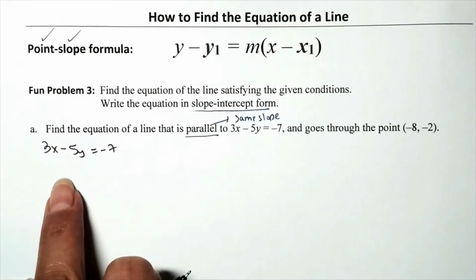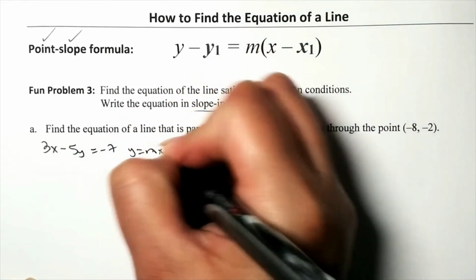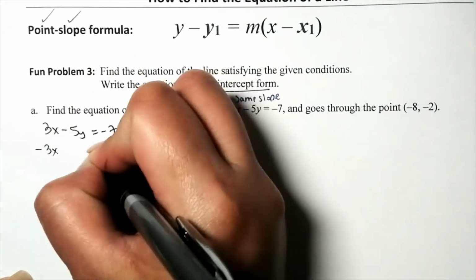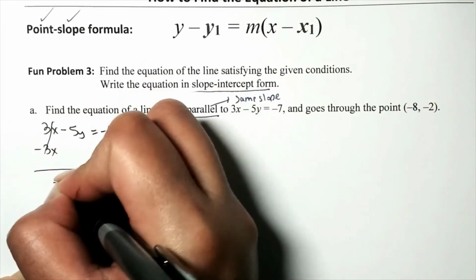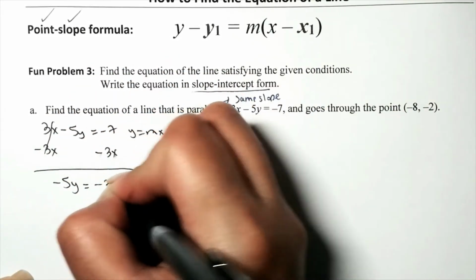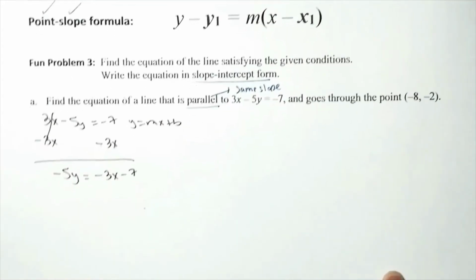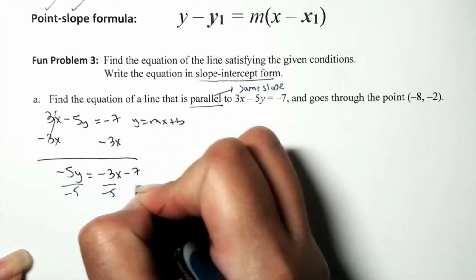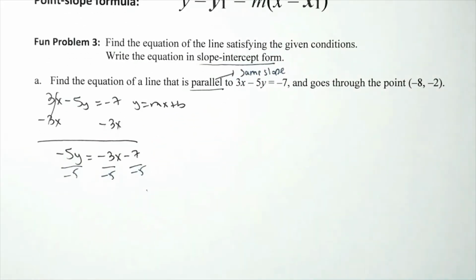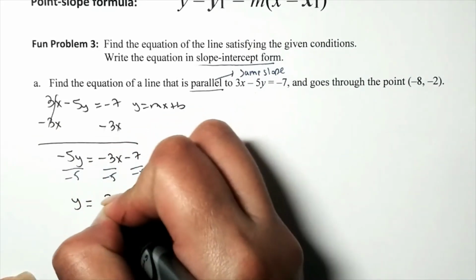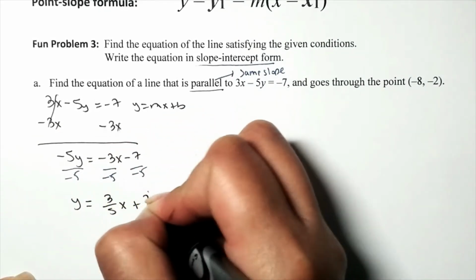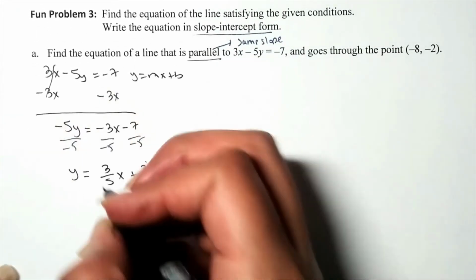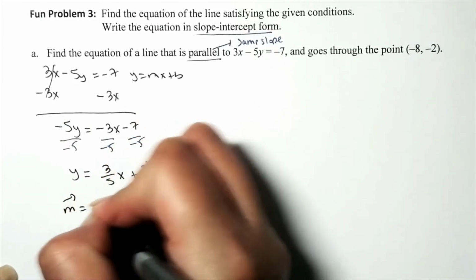Okay, so we have 3x minus 5y equals -7. Let's go ahead and write this in slope-intercept form so we can then easily identify the slope. To isolate the y term, let's subtract 3x from both sides, and that will leave us with -5y equals -3x minus 7. Fantastic. To finish it off, let's divide both sides by -5, and that will leave us with y equals 3/5 x plus 7/5. So the slope of this equation is 3/5.